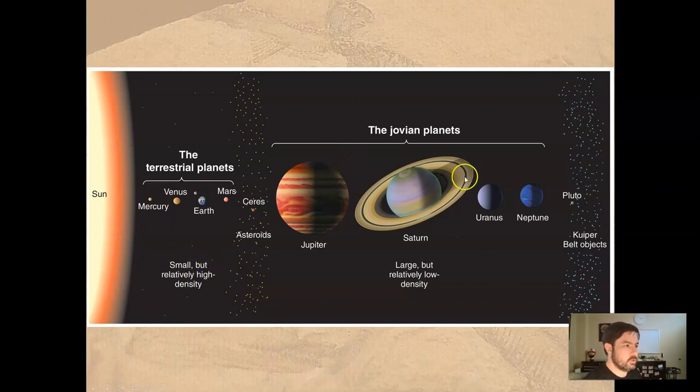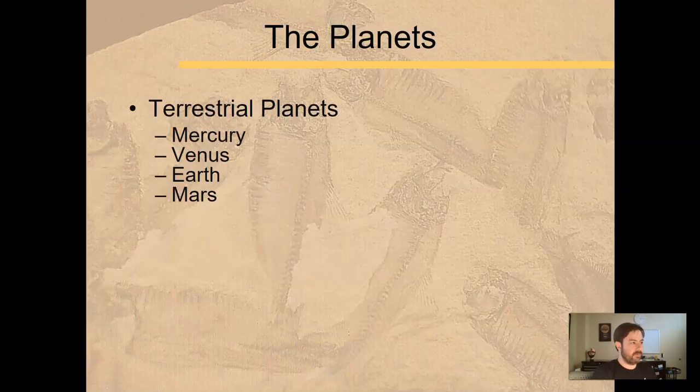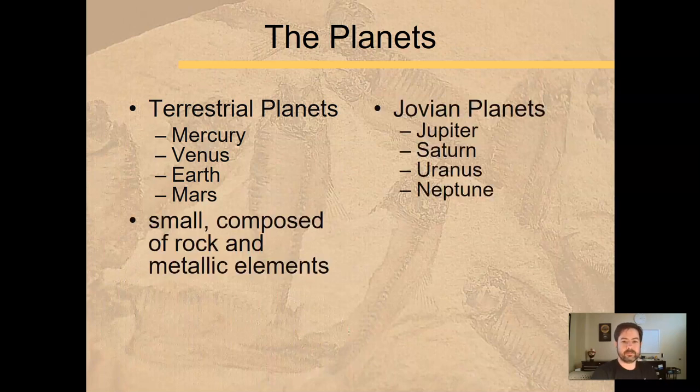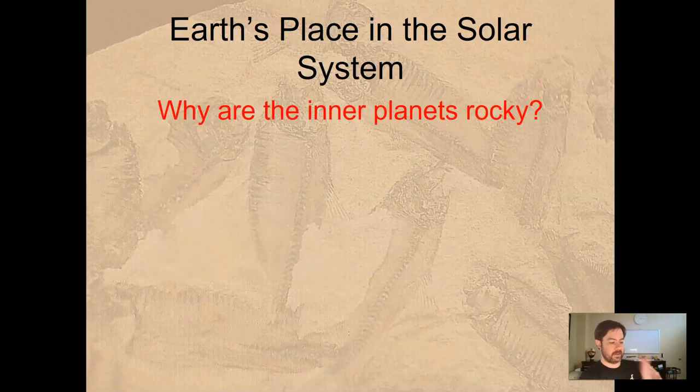And then we have these Jovian planets. They're much larger but relatively low density. They're more gaseous, maybe with cores of liquid or ice, but they're mostly made out of gases. So why is that? Well, all attributed back to the nebular theory. Again, we have the rocky terrestrial planets, and we have the larger gaseous Jovian planets. So again, what's going on here? Why are the inner planets rocky and those outer planets not?